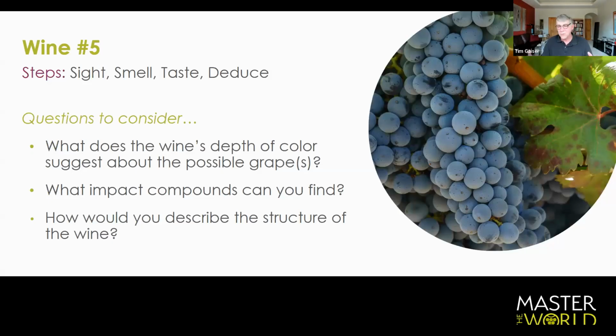Okay, we're going to go on to wine number 5, and now, as they say on TV, for something completely different. So everybody, as you take your glass, it's the same questions. Look at the depth of color. What could it mean for the grapes? What are the important impact compounds? And how would you describe the structure of the wine?